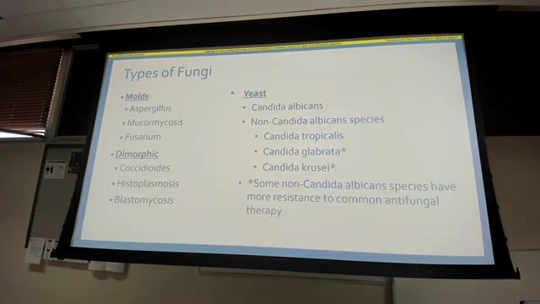So for the different types of molds, we have Aspergillus, Mucormycosis, Fusarium. Dimorphic, we have Cocci, Histoplasma, Blastomycosis. And then like I said with yeast, we have a lot of Candida species. The most common one that you'll see in practice is Candida albicans. And then for our non-Candida albicans species, we have Tropicalis, Glabrata, and Krusei.